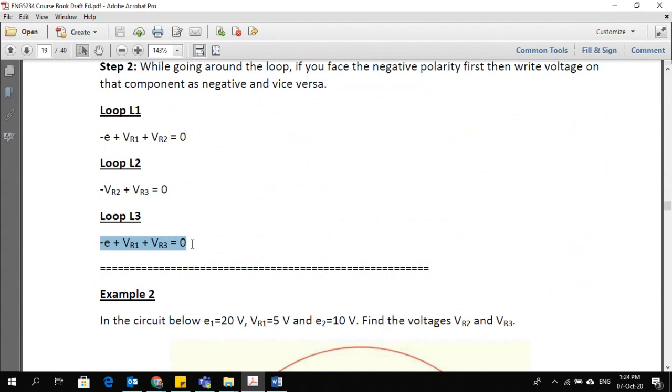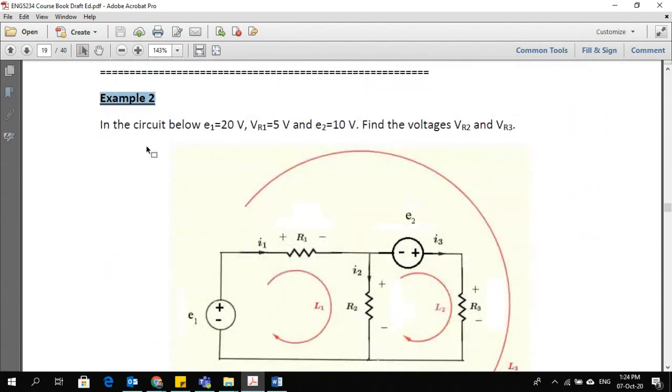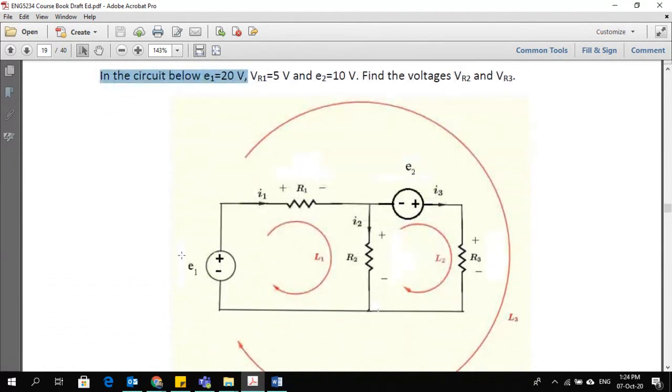This example was only to give you practice on how to develop the equations. The next example is with numbers. Example 2 says: in the circuit below, E1 is 20 volts, this voltage source here. VR1, the voltage on resistor 1, is 5 volts. E2 is 10 volts. Find the voltages VR2 and VR3. Here you have to find two voltages, VR2 on this component and VR3 on this component.